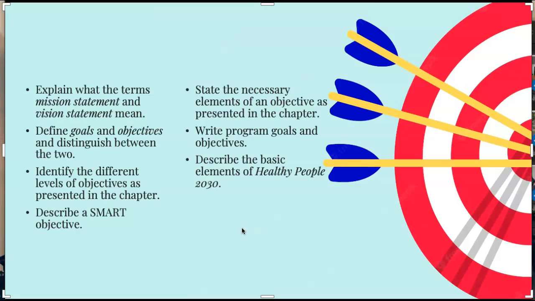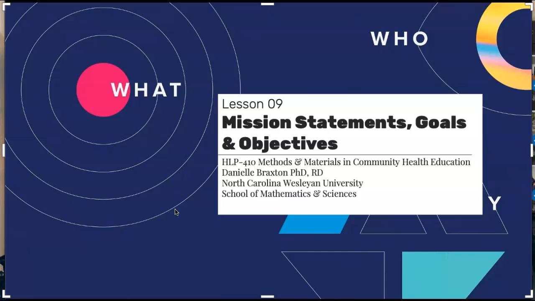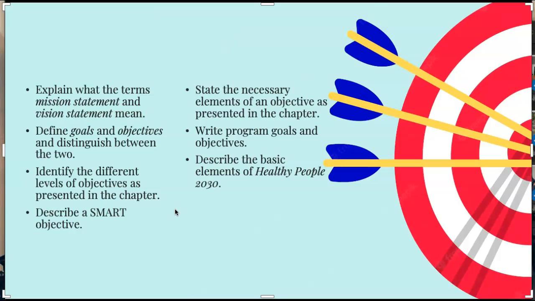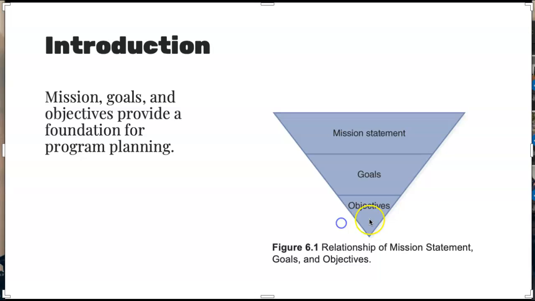So these are the learning objectives for today. We're going to explain what a mission statement is, what a vision statement is, and distinguish between the two. We're going to define goals and objectives and talk about the different types, how to write them, characteristics of them, and the different levels. We'll talk about a SMART objective. Many of you have probably heard the term SMART goal. I'm jumping ahead of myself, so we'll get to that in just a minute. We'll talk about elements of an objective and how to write them.